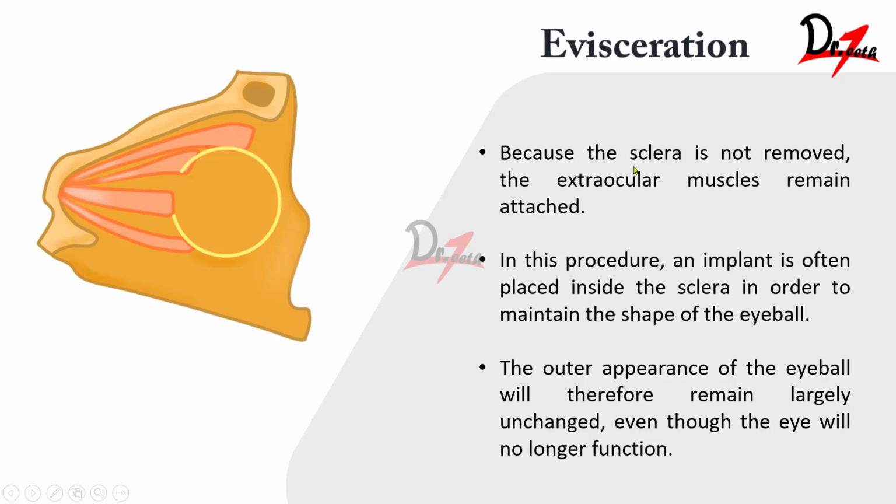Since sclera is not removed, the extraocular muscles will remain attached. So, in this procedure, we can place an implant inside the sclera in order to maintain the shape of the eyeball. So, the outer appearance of the eyeball will remain unchanged even though the patient might not have his eyesight.